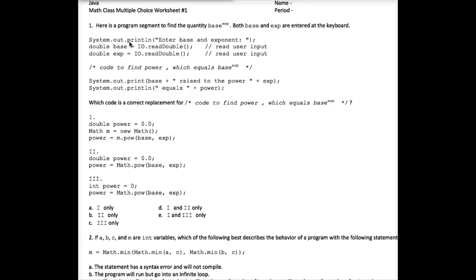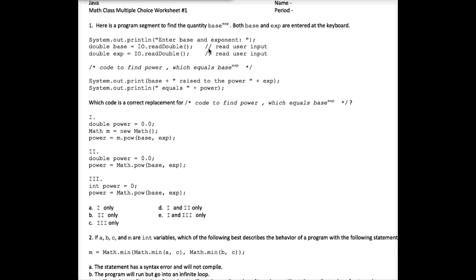Mr. Minnick helping my students answer tricky multiple choice questions that could show up on the AP exam. Question number 1. First of all, realize that there is no such thing as a read double method built into Java. In fact, there's no I/O class. There's a string class and there's a math class, but there's no I/O class.